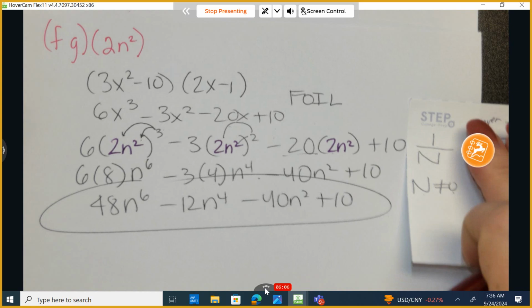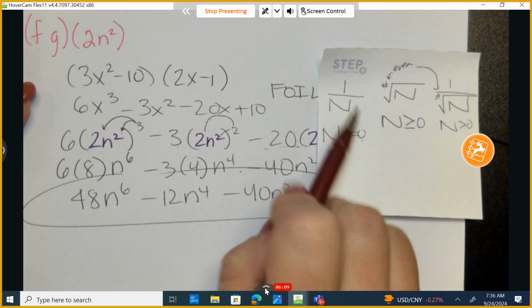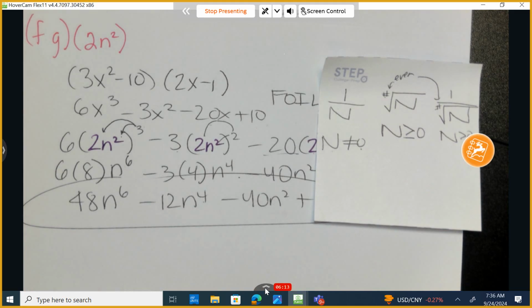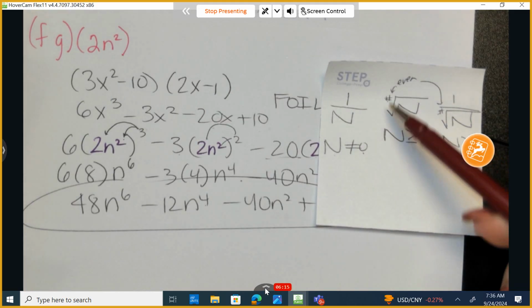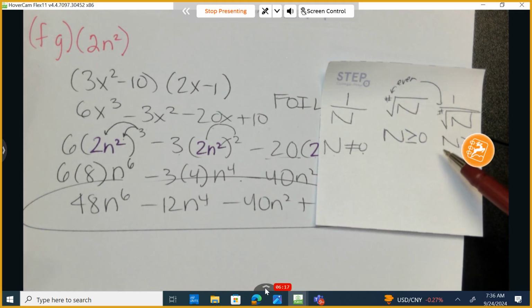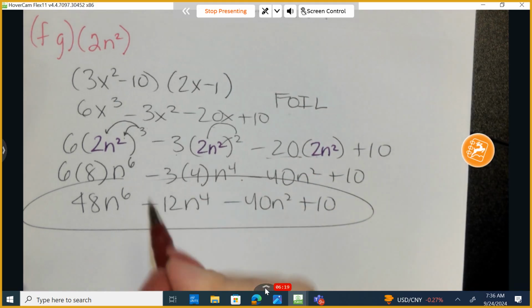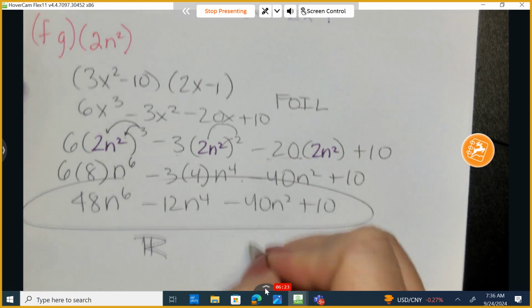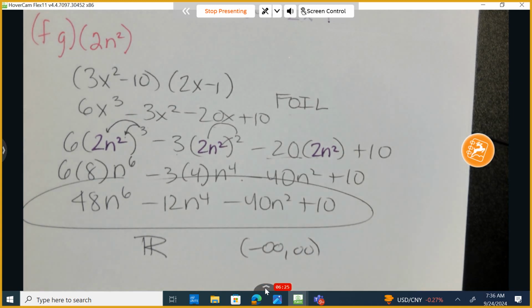So if you're confused, here's what you're going to ask yourself. Is there any variable in the denominator here? No, so I don't have to worry about the first part of the domain. Is there any radical with the nth root that's even? No, I don't have to worry. So we can plug all real numbers into this, which we could write like this, or we could say negative infinity to positive infinity. Those would be equivalent.